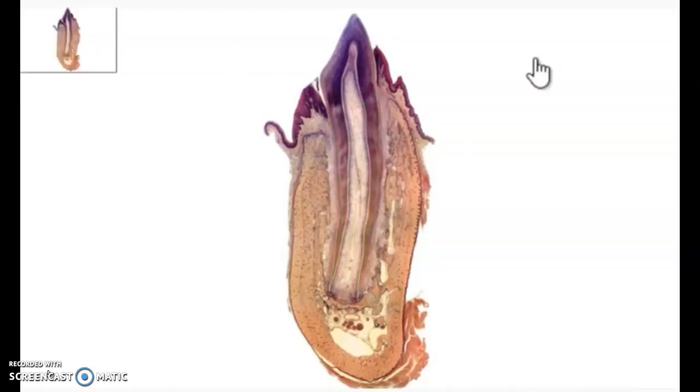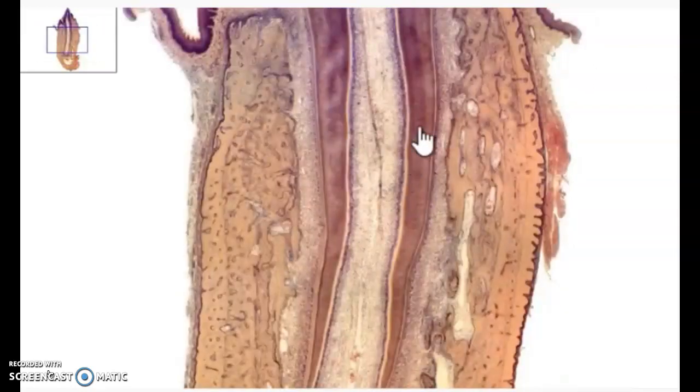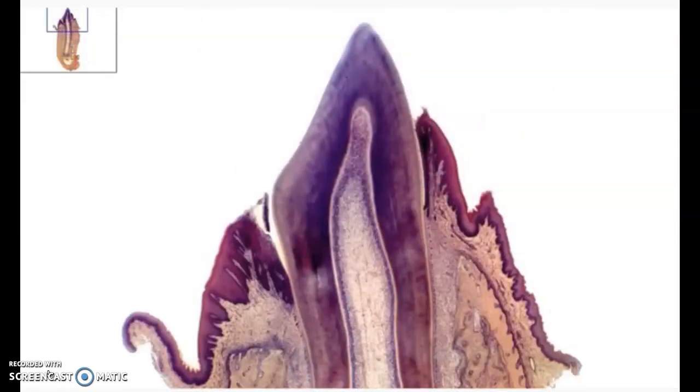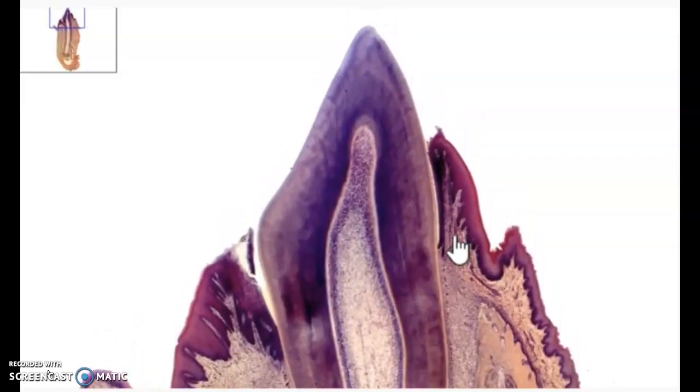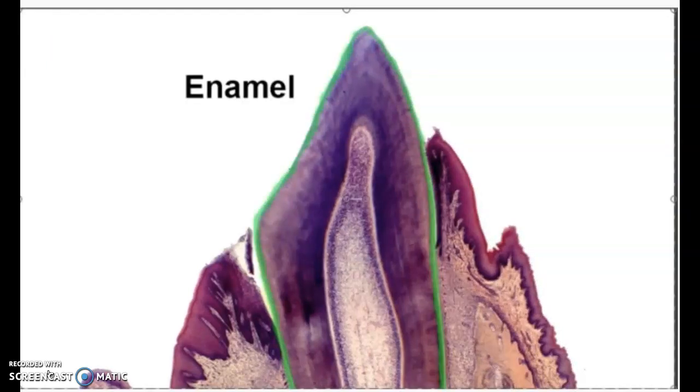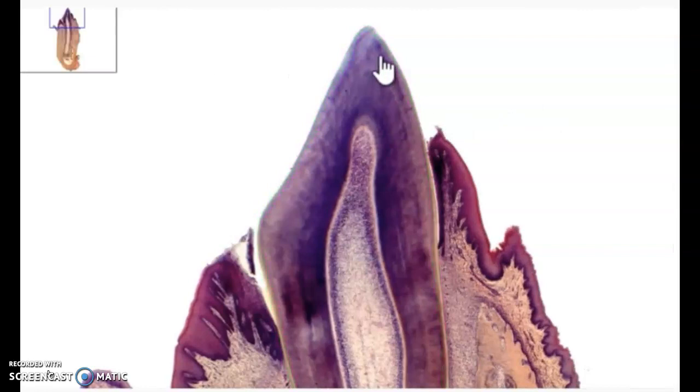So if you start to zoom a little bit, I got up to this upper portion here. Now you're starting to see some of the individual cells located here. This is your stratified squamous of the gingiva or your gums. But this exposed portion, this outside edge, this very hard surface, is known as the enamel. The enamel is basically the hardest substance in your body. It's very, very hard, very, very solid. That's your enamel.